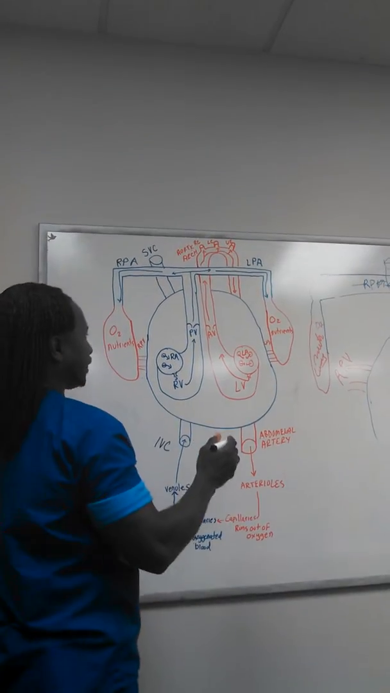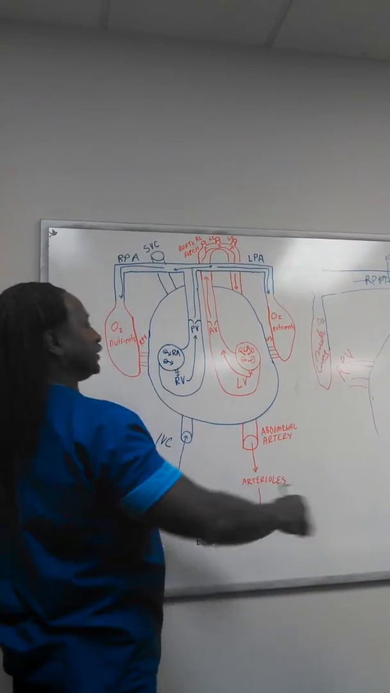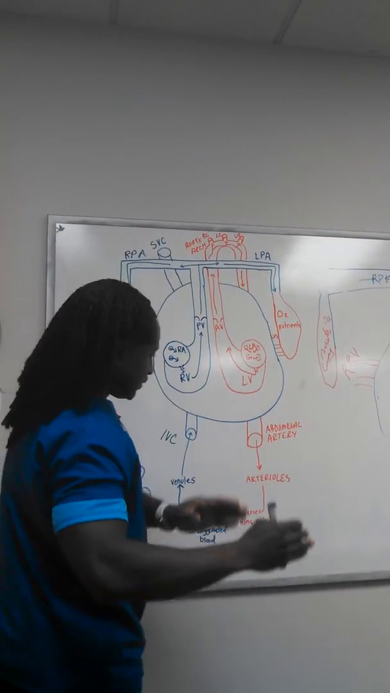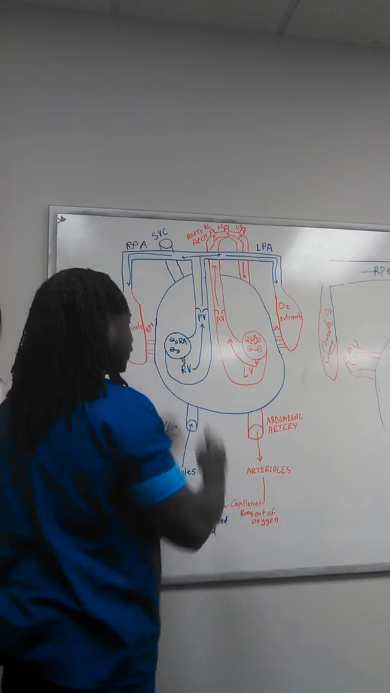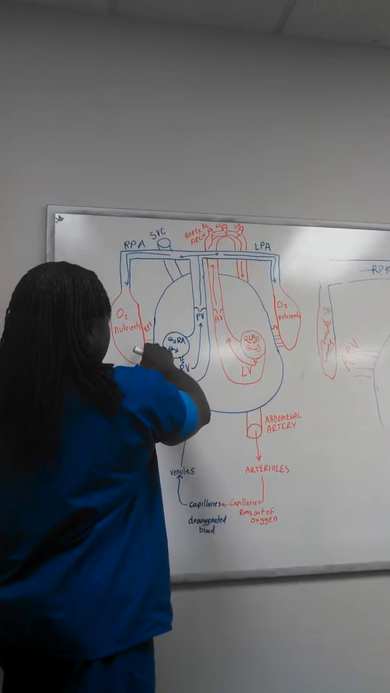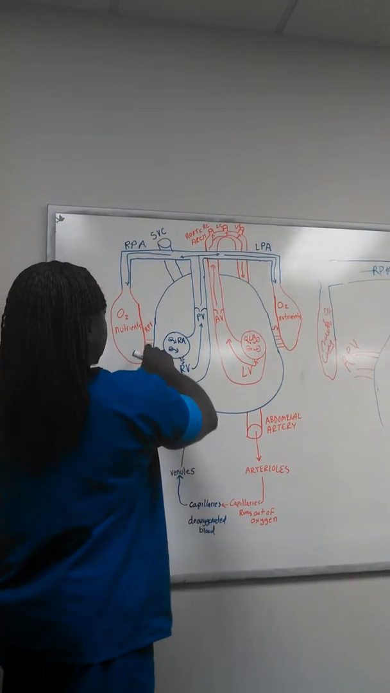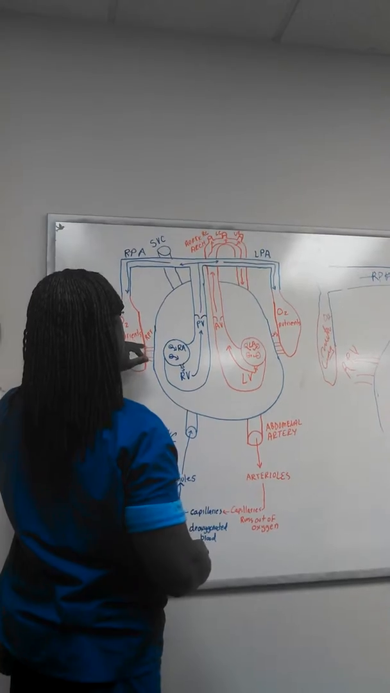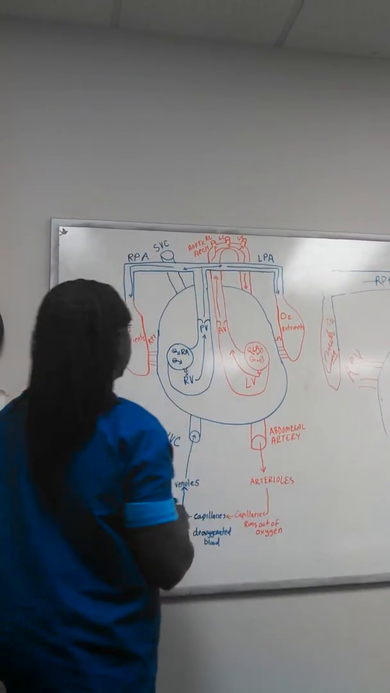Now, we all know that arteries means blood is traveling away from the heart, and veins are supposed to represent blood going to the heart. But in this case, this is the only time where veins transport oxygenated blood. And that, like I said, that would be the right pulmonary vein and the left pulmonary vein.